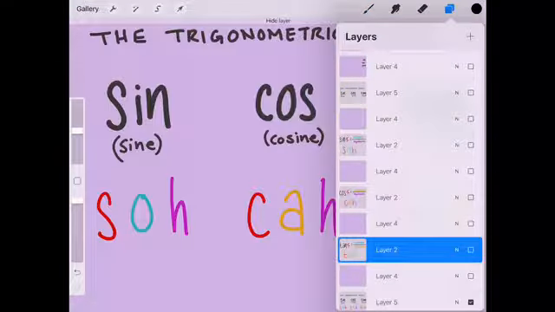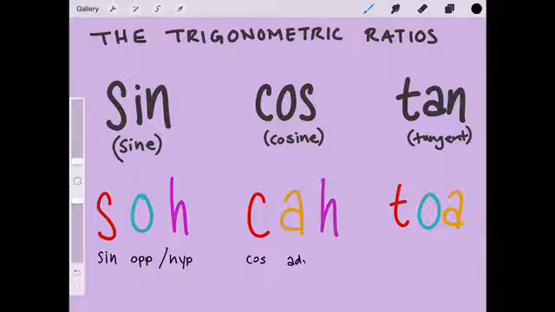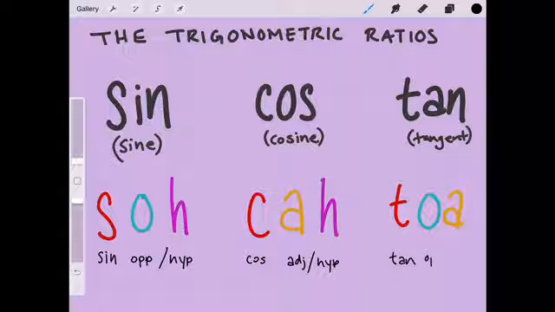The reason why I'm telling you these letter combinations is because it's really important we remember which sides associate with which trig function. So we have sine, opposite over hypotenuse. We have cosine, adjacent over hypotenuse, and tangent is equal to opposite side over the adjacent side.